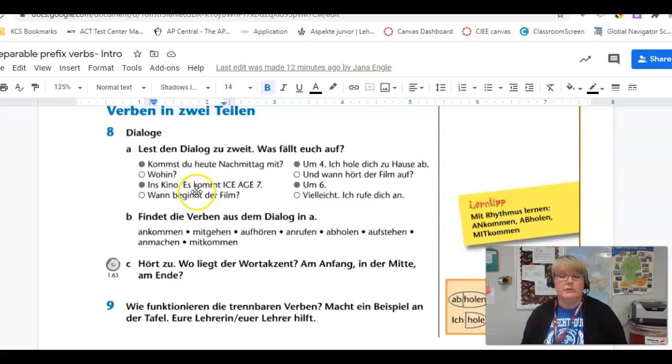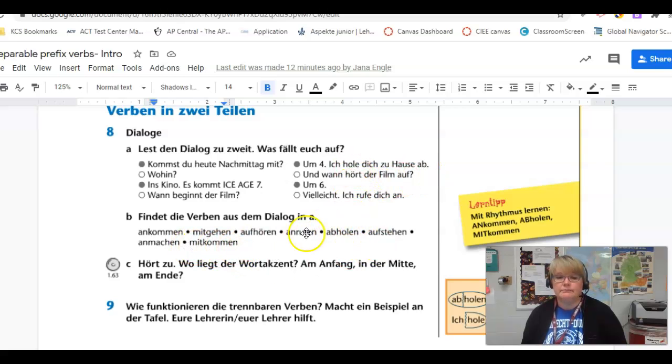Ins Kino, to the movies. Es kommt Ice Age 7. Ice Age 7's playing. Wann beginnt der Film? When begins the film? Um 4. Ich hole dich zu Hause ab. Also, there's one: abholen.